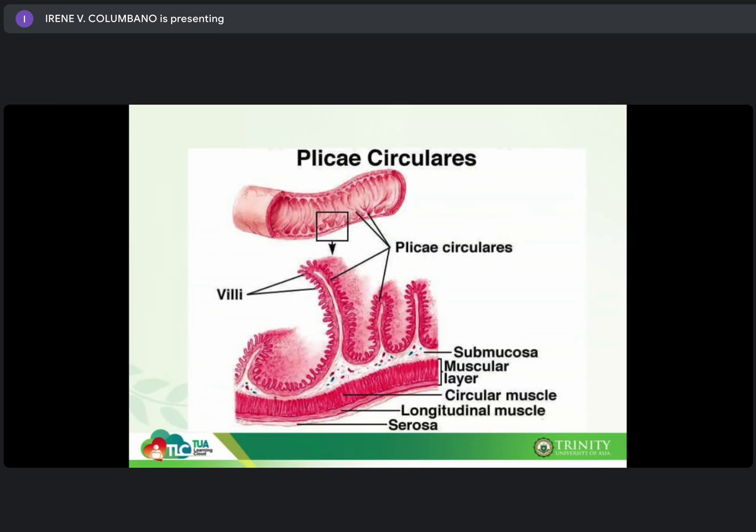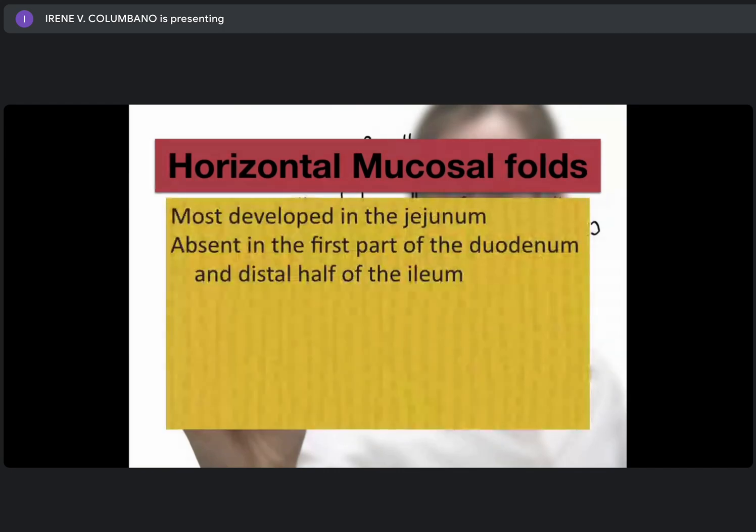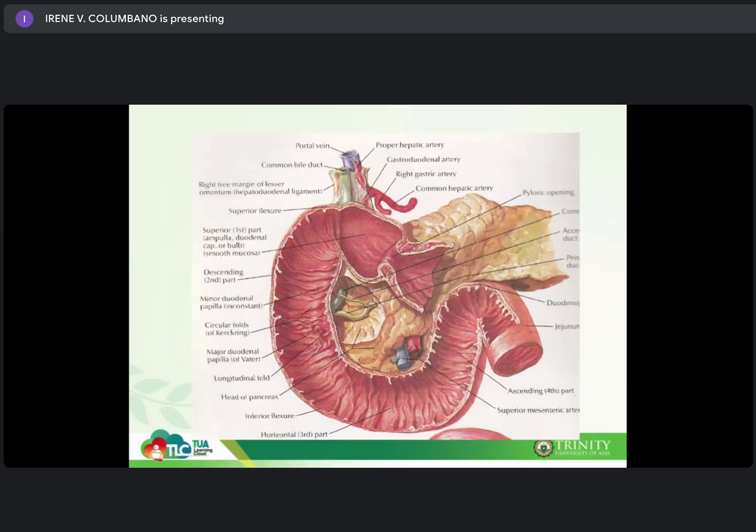Okay, mga folds sa small intestine. Yung folds doon sa stomach, ang tawag ay rugae. Pagdating sa small intestine, ito mga folds na ito, ang tawag na ay plica circularis, no? So, meron din siyang submucosa, muscular layer made of circular and longitudinal layer, and then, of course, you have the serosa. And itong pinaka-distinct feature niya, nasa kanya yung mga microvilli. Microvilli are finger-like projections. Most developed ang horizontal mucosal folds or plica circulare sa jejunum. Absent ito sa duodenum and distal half of ileum. Okay, these are your plica circulare or valves of Kerckring, circular folds or rings, no?